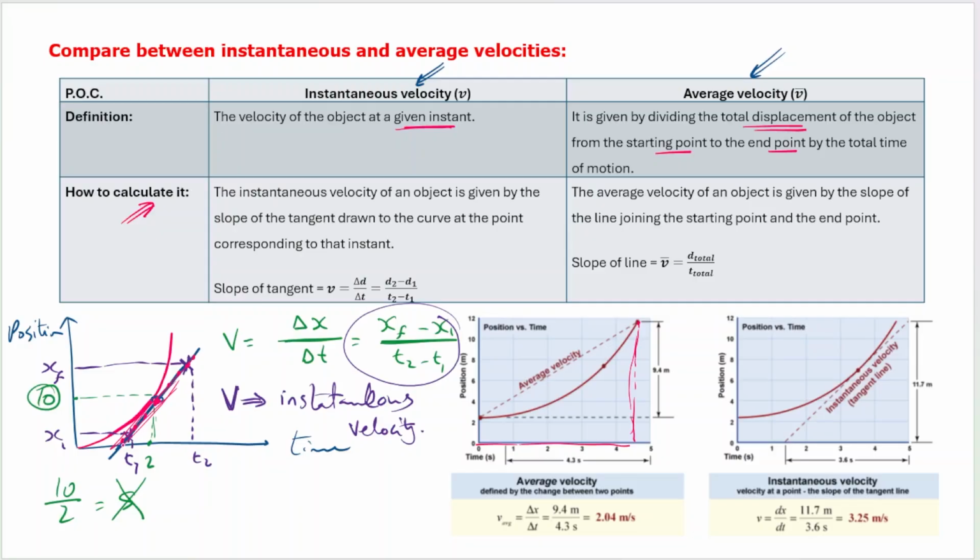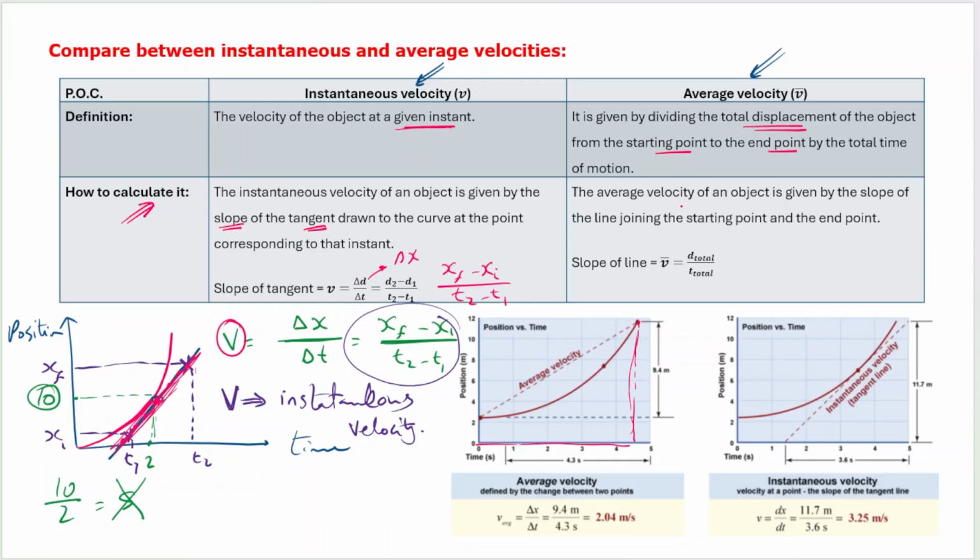You find the point, draw a tangent to the graph, and find the slope of this tangent; it is the value of the instantaneous velocity. The instantaneous velocity of the object is given by the slope of the tangent drawn to the curve at the point corresponding to that instant. For example, 2 seconds, 3 seconds. So the slope of this tangent is equal to delta d or delta x, which is d2 minus d1, or xf minus xi, final position minus initial position, over t2 minus t1.